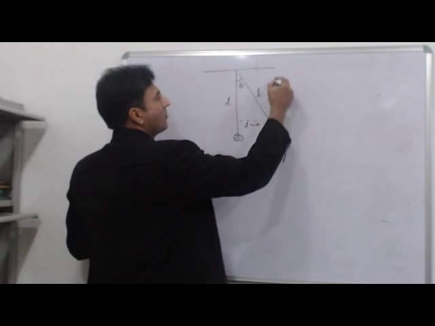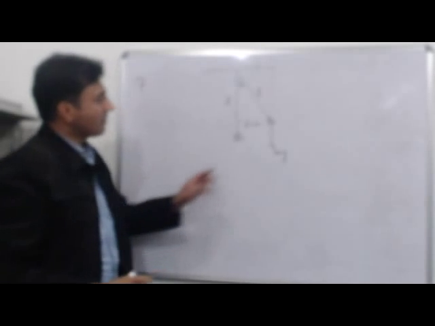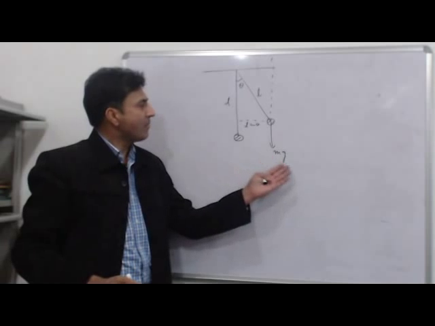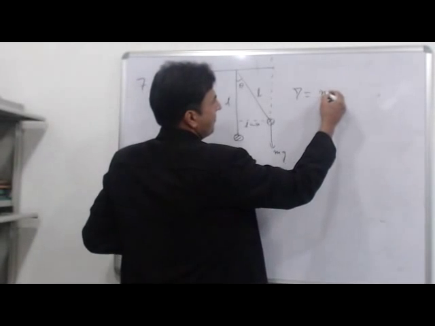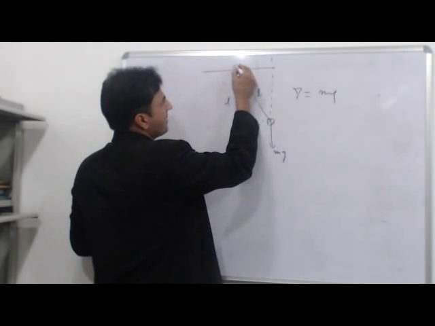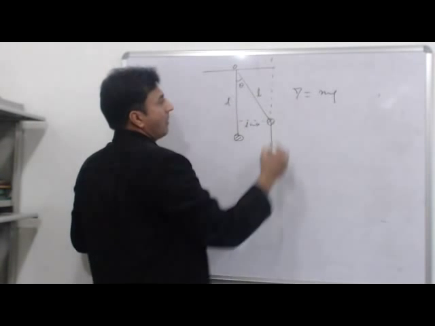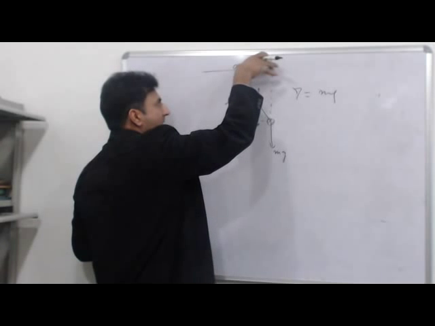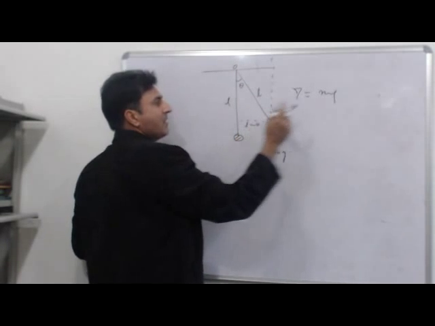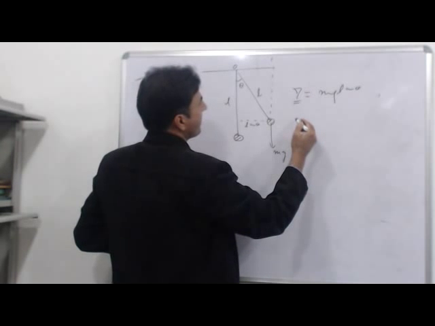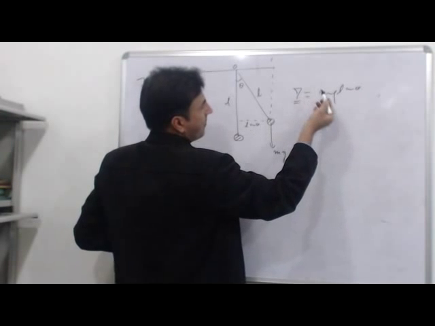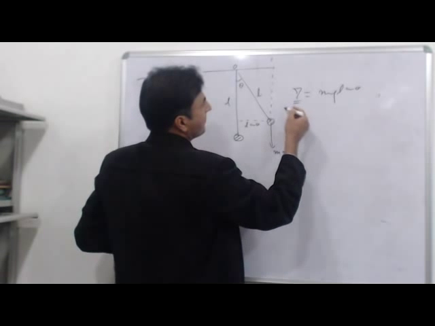So what is the torque produced by the gravitational force? The torque produced by the gravitational force is simply mg multiplied by this L sine theta. That is mg times the shortest distance between the fixed point and the force axis. That is this much distance. It is L sine theta. Again, I can write it like this.